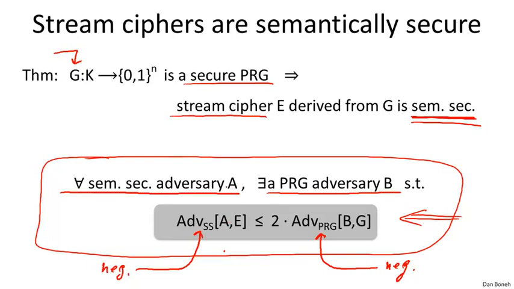Okay, so this is how this will work. Basically, all we have to do is, given an adversary A, build an adversary B. We know that B has negligible advantage against a generator, but that implies that A has negligible advantage against a stream cipher. Okay, so let's do that. All we have to do again is, given A, build B.